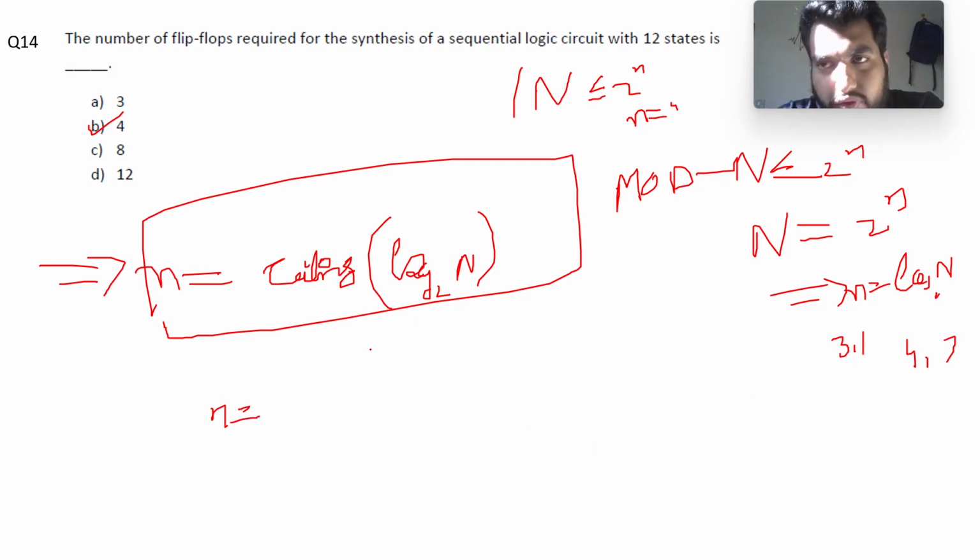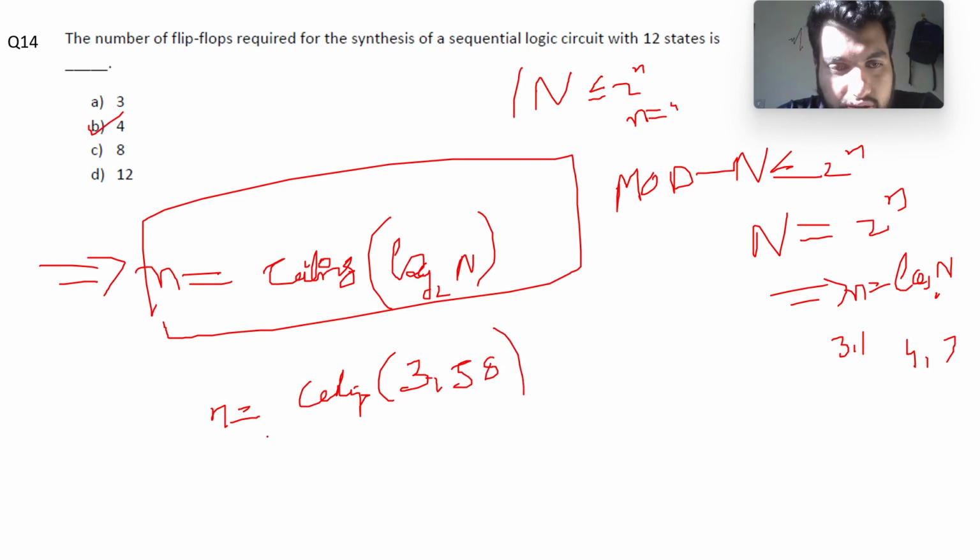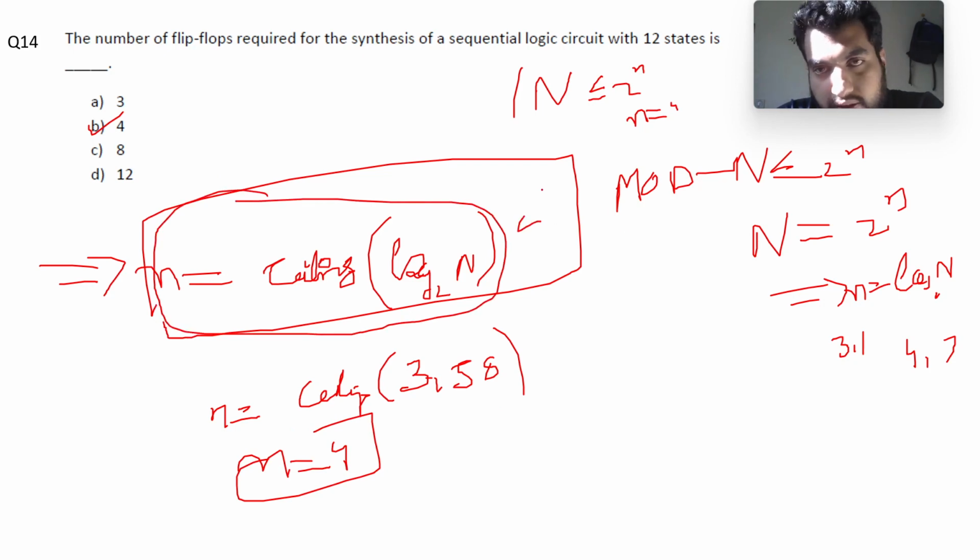So n is equal to ceiling of log2 N. So log2 of 12, if you use your calculators and find, is 3.58, and the ceiling of 3.58 is 4, so n is equal to 4. This is compressed into this formula, so n is equal to 4.